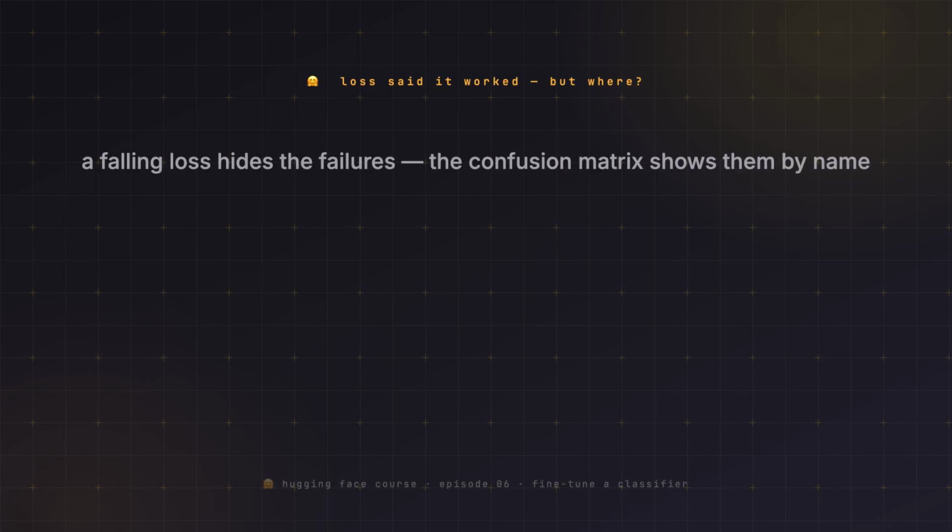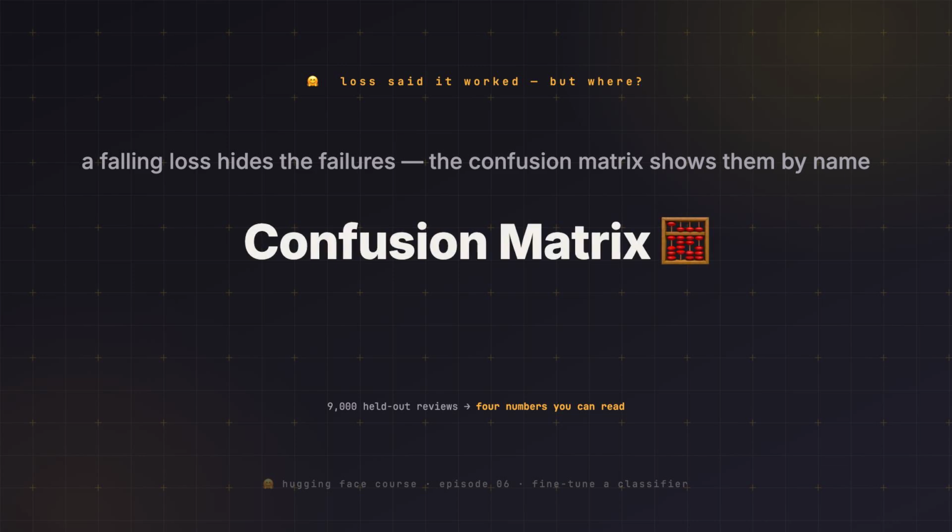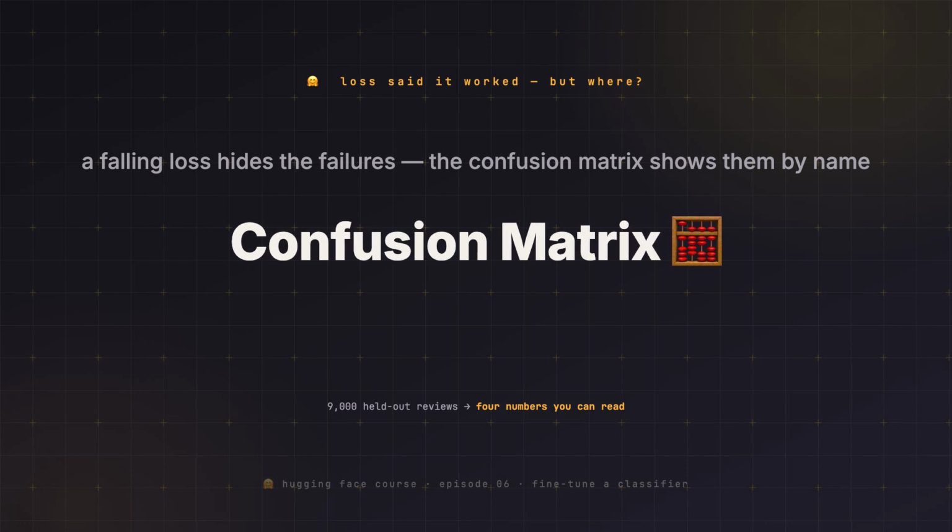Last episode, our loss curve slid from 0.69 down to 0.18, and we high-fived because training clearly worked. But a falling loss only tells you the model got better on average. It never tells you where it still trips. That's the whole catch with a single number.